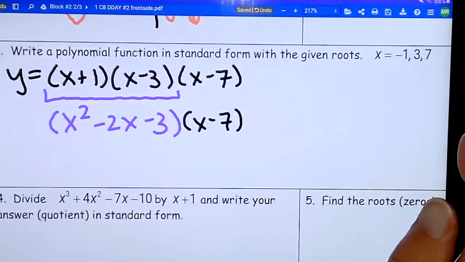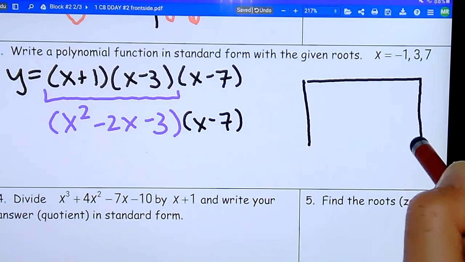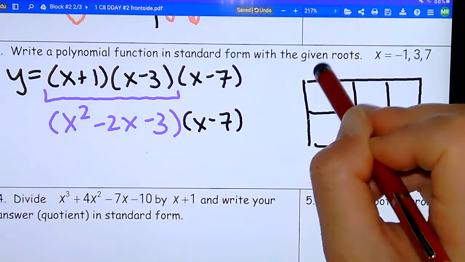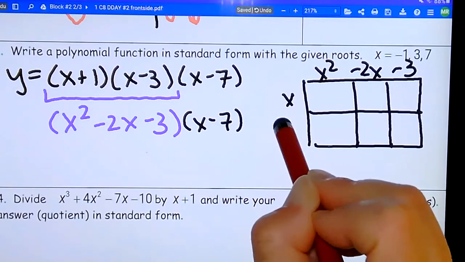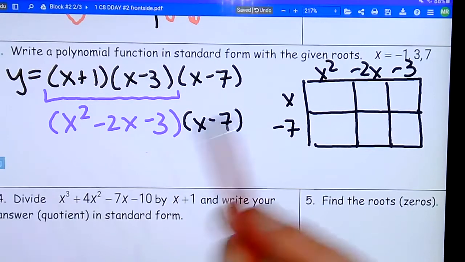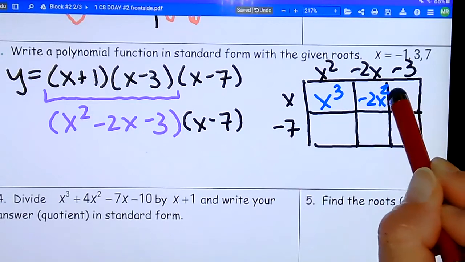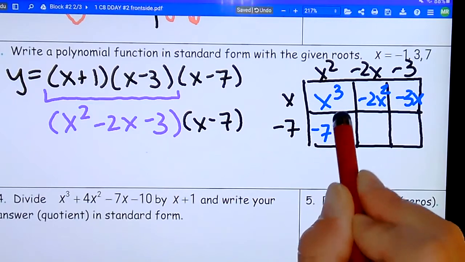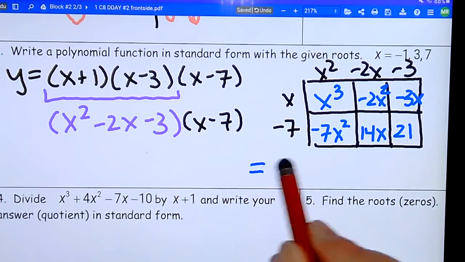Now for this one, I might do a box. So I'm going to have a 3 by 2 box, or 2 by 3, whichever way you want to think about it. So I have an x squared, a -2x, a -3, and an x minus 7. And I'm going to multiply these together. So this is going to be an x to the third, a minus 2x squared, a -3x. Here this is going to be a -7x squared, 14x, and a 21.